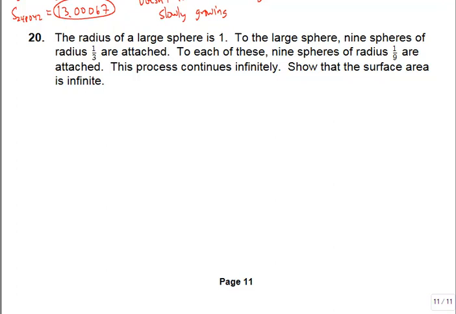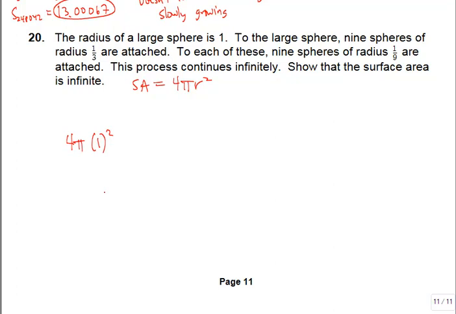Okay, so we want surface area, and these are spheres. So let's first recall that the surface area formula for a sphere is 4 pi r squared. So let's talk about our very first sphere, our largest one. It's a sphere of radius 1. So what would its surface area be? Well, it would be 4 pi times that 1 squared.